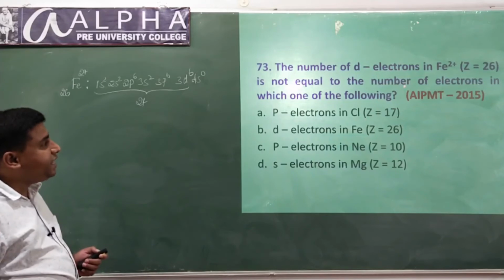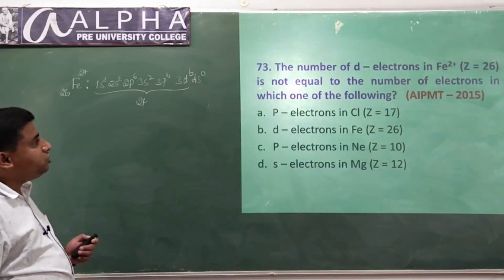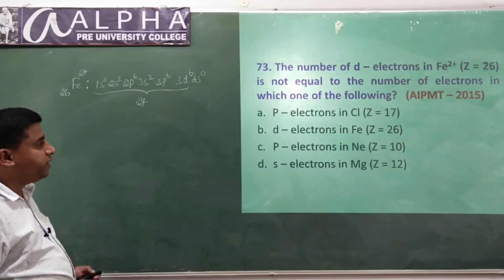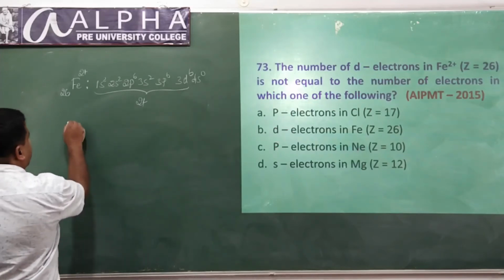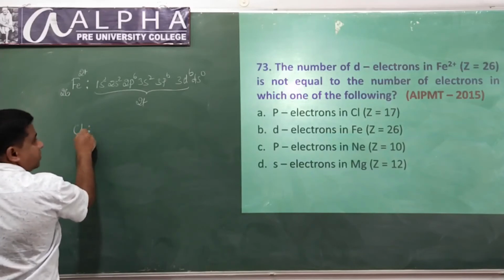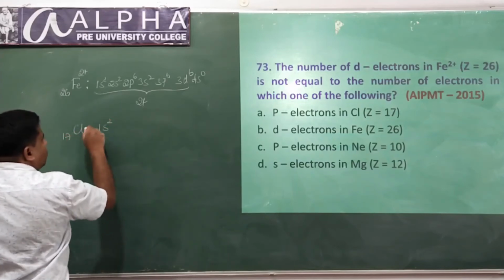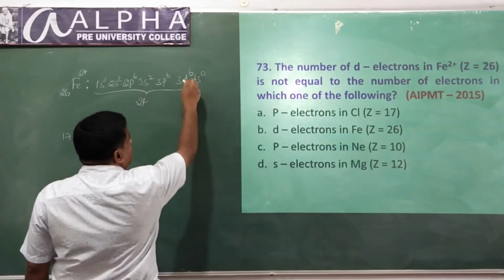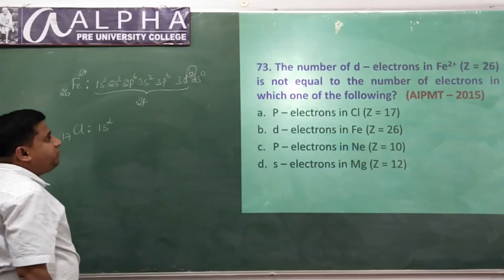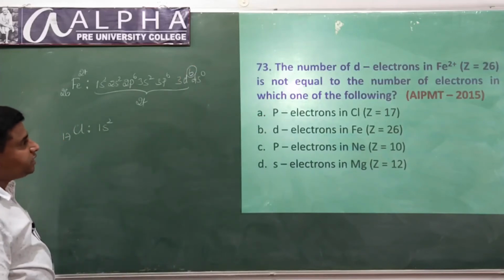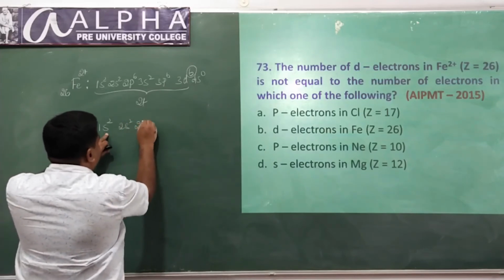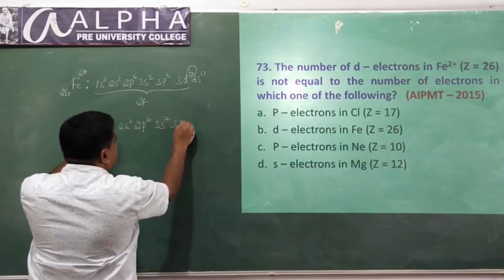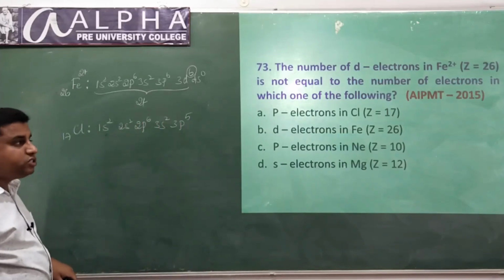The number of d electrons in Fe2+ is not equal to the number of electrons in which of the following? The options are p electrons in chlorine, d electrons in iron, p electrons in neon, s electrons in magnesium. Let us check. Chlorine has atomic number 17. How many d electrons in Fe2+? It's 6. P electrons in chlorine: 1s2, 2s2, 2p6, 3s2, 3p5. This is the electronic configuration of chlorine.